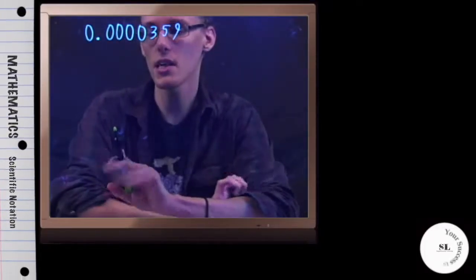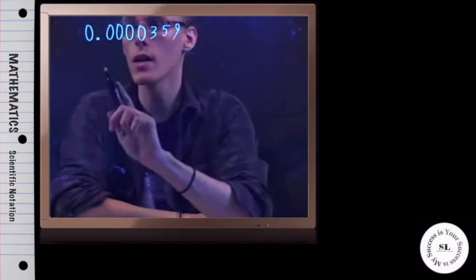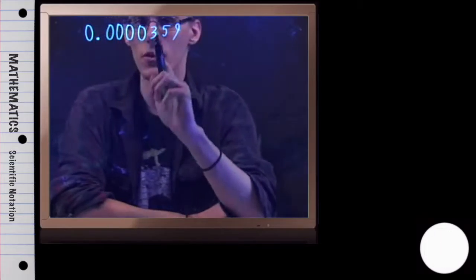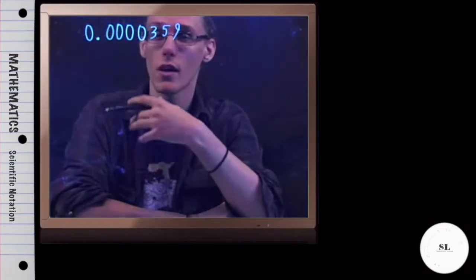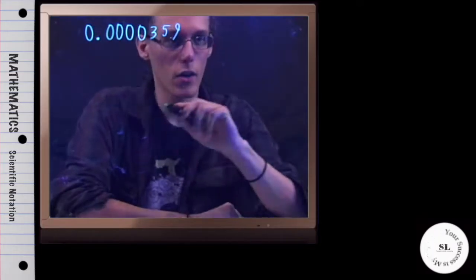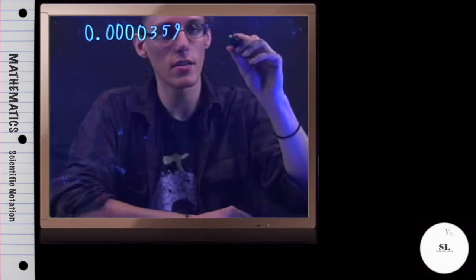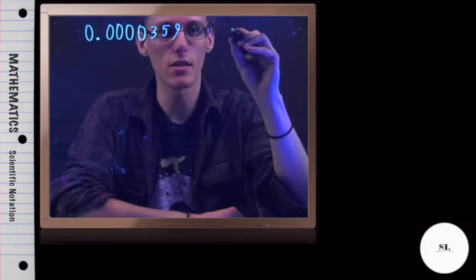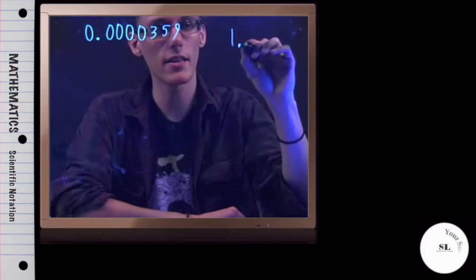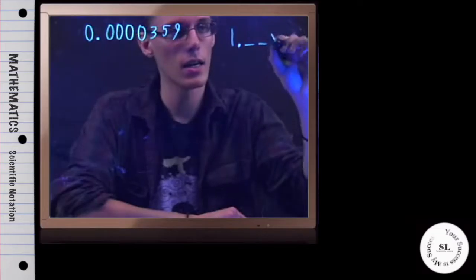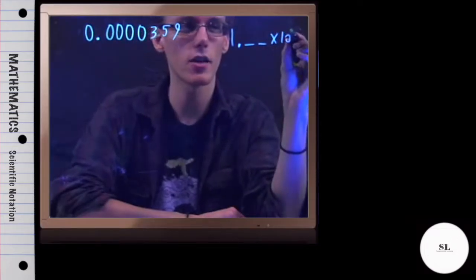Alright, now in this example we're going to be taking the following decimal number, 0.0000359, and converting it into scientific notation. Now recall that scientific notation looks like this. You've got a number, it could be anything, let's say 1, point, and then some more digits, whatever they may be, times 10 to some power.